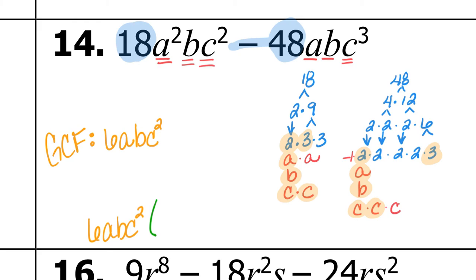So in my first term, I have a 3 left over and I have an A left over. So that first term is 3A. In my second, I have a negative left over, a 2, a 2, a 2, and a C. So 2 times 2 times 2. 2 times 2 is 4. 4 times 1 more 2 is 8. And I attach the letter C. So here is my factored form.